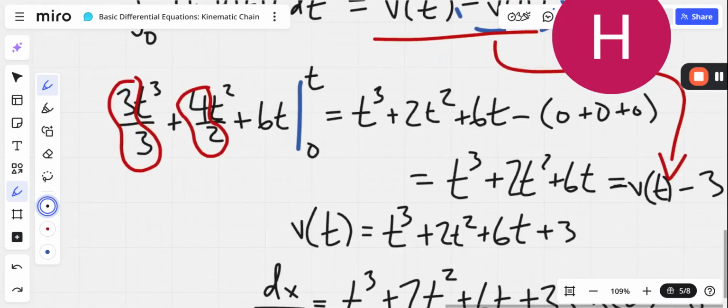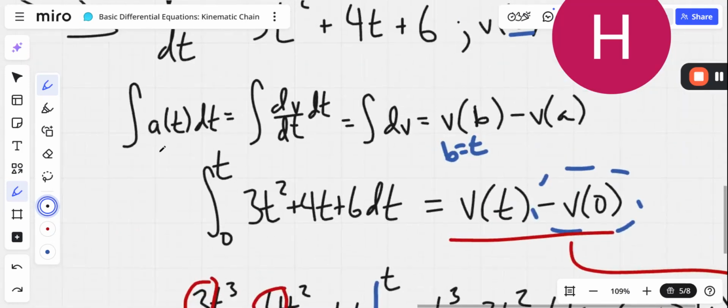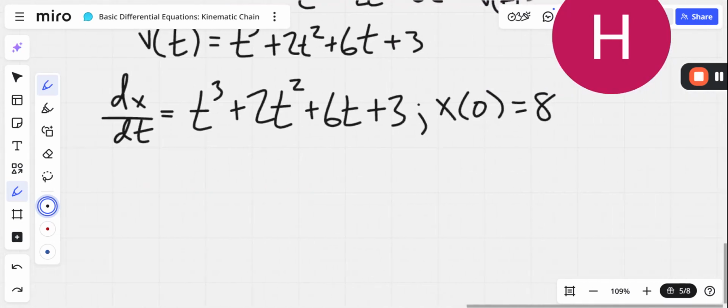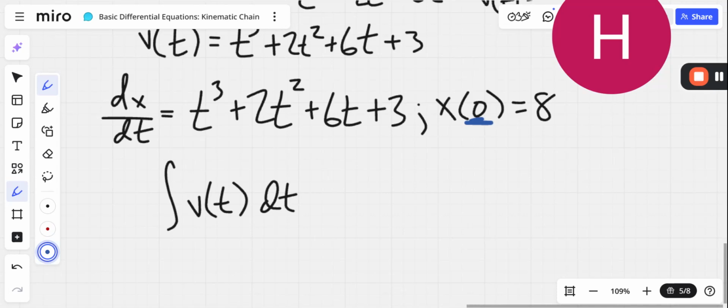I'm not going to write out all the nitty-gritty details like v of t, dx/dt, dx. I'm not going to write it out like that. That's just from the fundamental theorem of calculus. You should know this. But we are going to discuss what values of t we want for our limits. Of course, we want 0 as one of them.